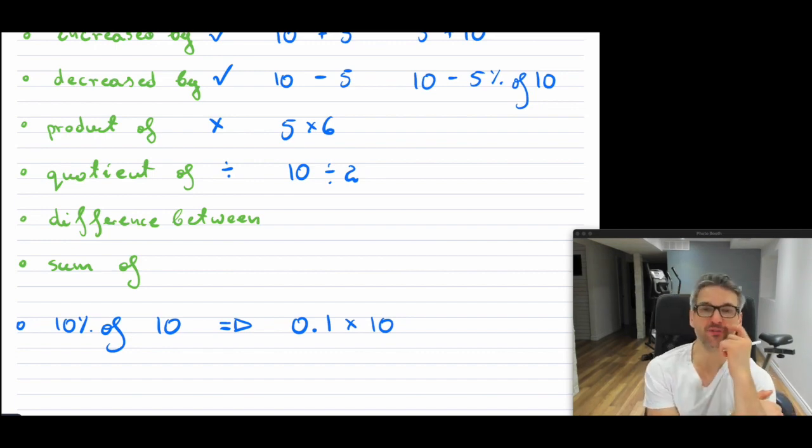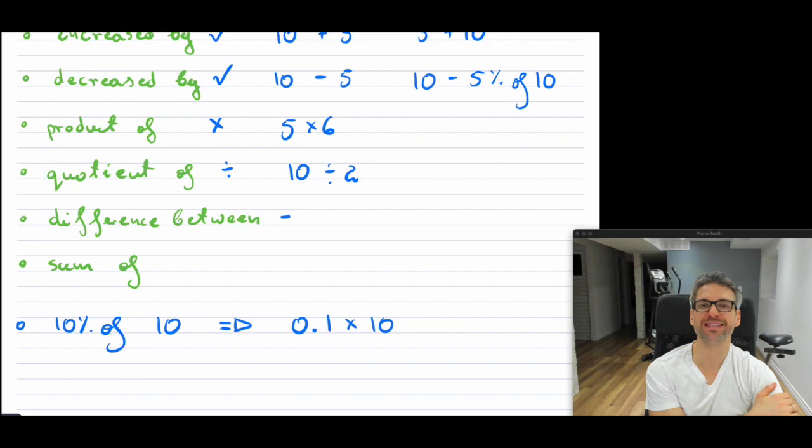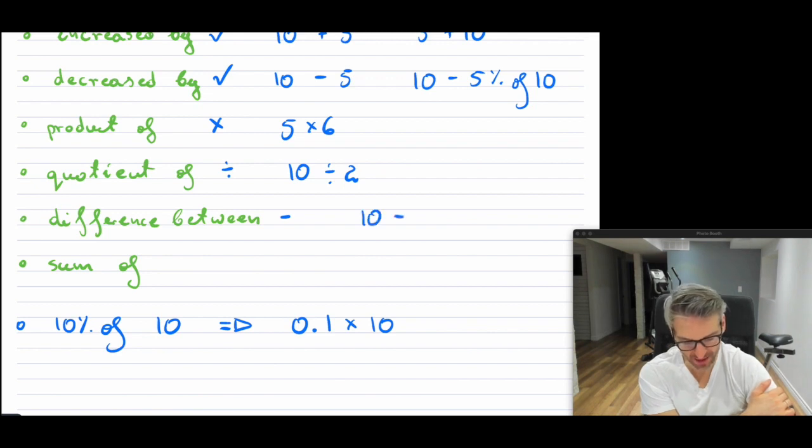The word difference means subtraction. It is the difference between. So if you say difference between 10 and 6, that would be 10 minus 6. What is the difference between them? The difference would be 4. All right, so be careful with that.